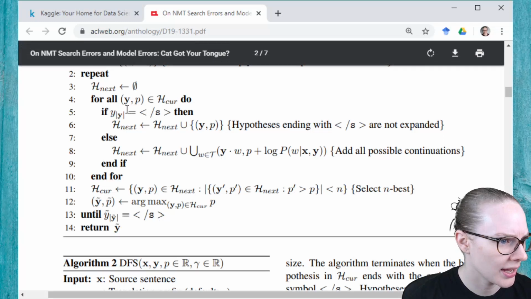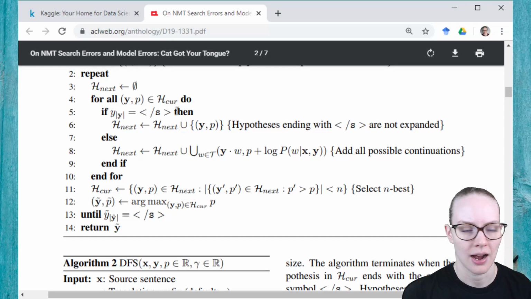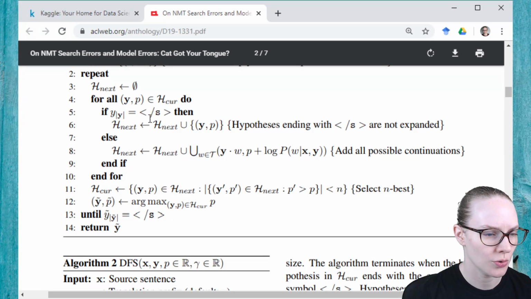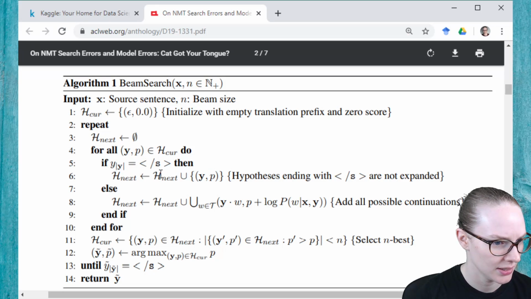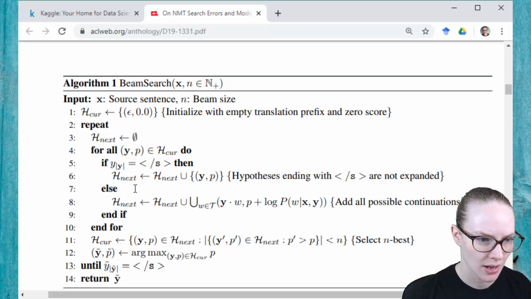So for all of your candidates, if the next token is the end of the sentence, then you don't put it in next. Hypotheses ended with /s are not expanded. Okay, so you remove it from consideration for the next round of beam search.